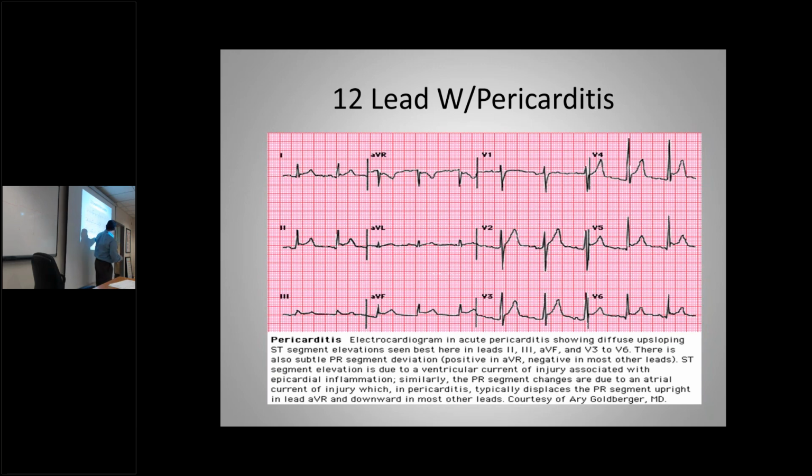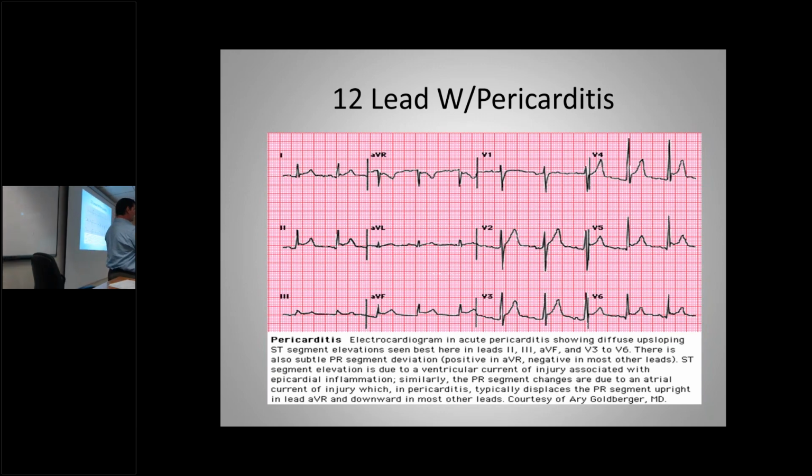So if we see elevation in our anterior leads, what's on the opposite side of our anterior leads? Posterior, inferior. What I would expect to see then in my inferior leads is depression. If it's raised on that side, I'd see depression. That's what we call reciprocal changes. It's elevated in one, it's depressed in the other. So if I see elevation in multiple leads across there, it's pericarditis.